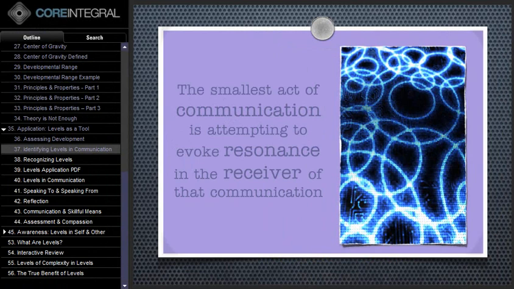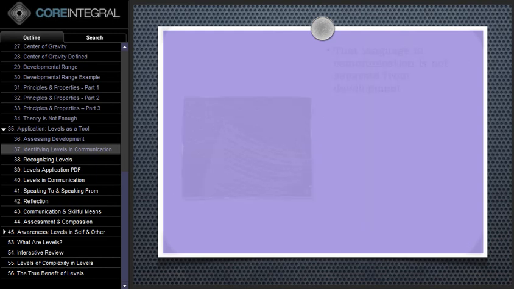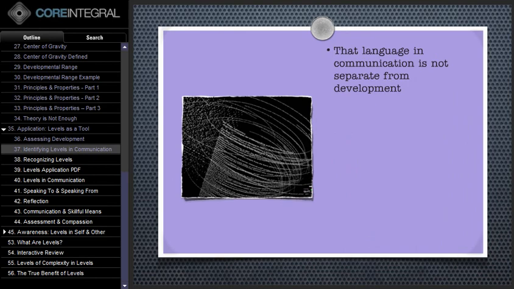So, in a moment, we'll offer an activity that presents you with various examples of cultural communication, branding, marketing, advertising, position statements, and such, and you'll be asked to identify, using your understanding of levels, what stage or stages of development are being spoken to in each communication. The aim here is to recognize that language in communication isn't separate from development, meaning different levels use language in different ways. And more importantly, different language will produce resonance or understanding in individuals at different levels.